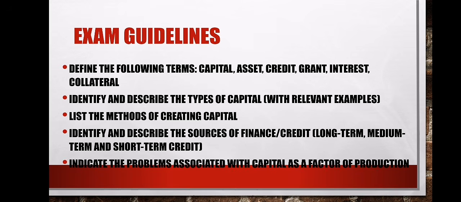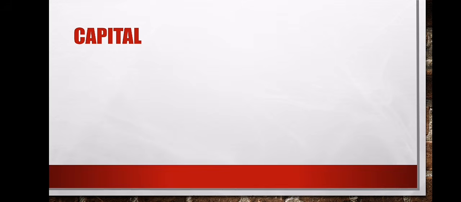We have to also talk about asset, whereby we'll look at types of assets. We will talk about that one. Then we have to also talk about the problems that are associated with what? With capital. So that's what we will check, good people. Defining the terms, talking about the types of capital, methods of creating capital, sources of what? Of capital. When we talk about the sources of capital, then we will talk about the different types of credits, and then we'll look at the problems that are associated with capital, which is the most important part when we look at this section. Okay, good people, let's try to look at this one.